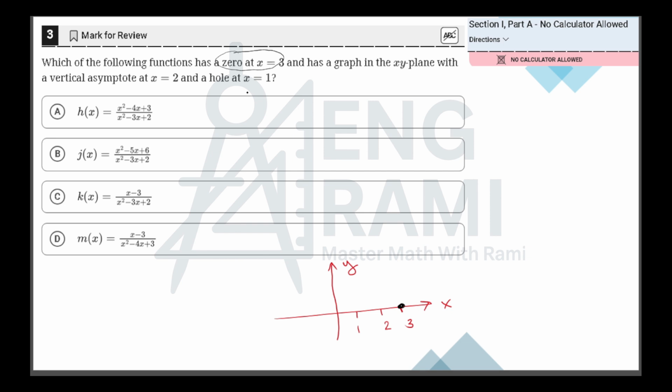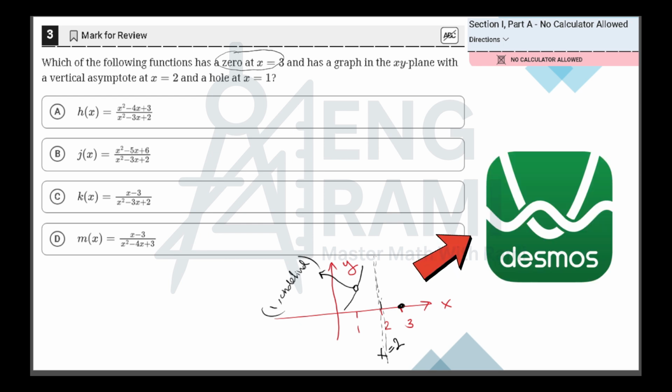And a vertical asymptote at x equals 2 means we have some kind of an unreal line that this rational function will not touch. The equation of this line is x equals 2. And a hole at x equals 1 means the function has an undefined value there, somehow in this way. That means 1 is undefined, as we're going to confirm with Desmos later. In this question, no calculator is allowed.